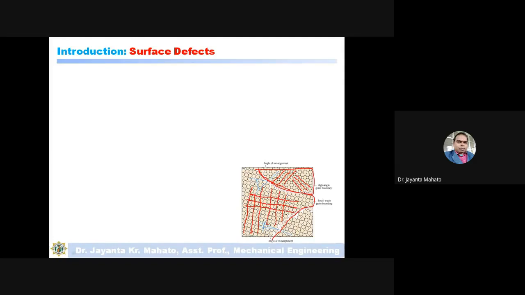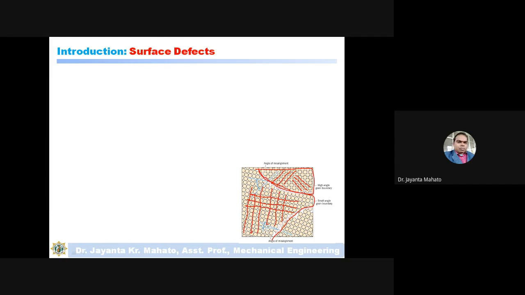So just see what is happening here. In this region the atom arrangement is different compared to this grain boundary, even within this grain. So grain to grain, the orientation of atoms is different. Okay, so in this way actually the surface defects are formed. This is actually the grain boundary defect.